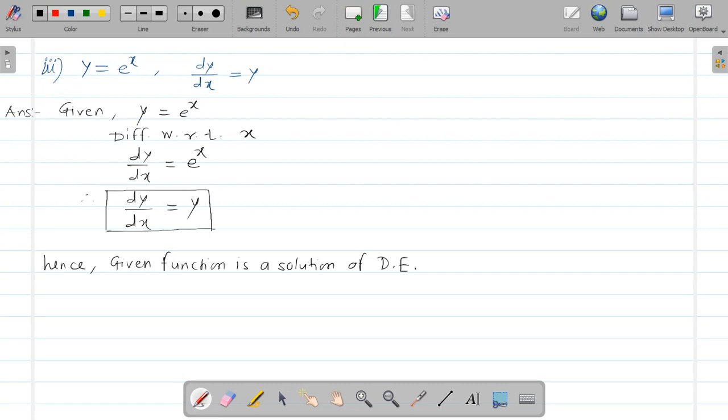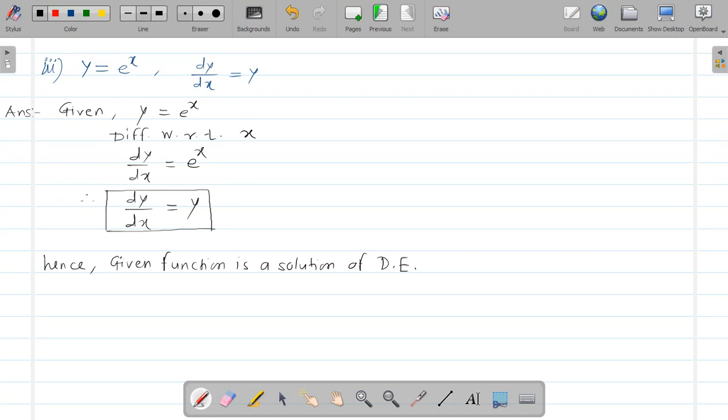See how to solve this. First of all you differentiate with respect to x, so that dy by dx is equal to e raised to x, and we get dy by dx is equal to y, because e raised to x is y. So from that function, after differentiating, we get the differential equation. Hence mathematically you can say that the given function is a solution of the differential equation.